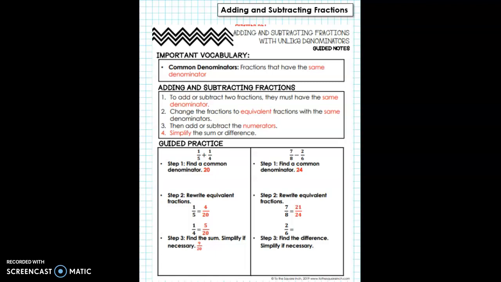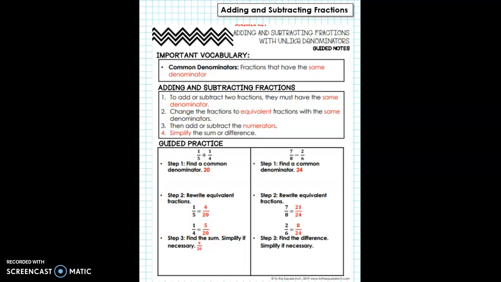Now for 2/6, I need to change the 6 to a 24. 6 times 4 is 24. So I'm going to do the same thing to the numerator. 2 times 4 is 8. So my new fraction is 8/24.